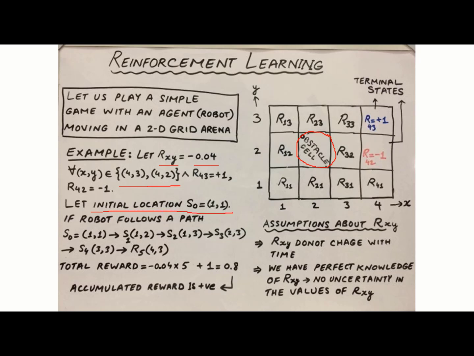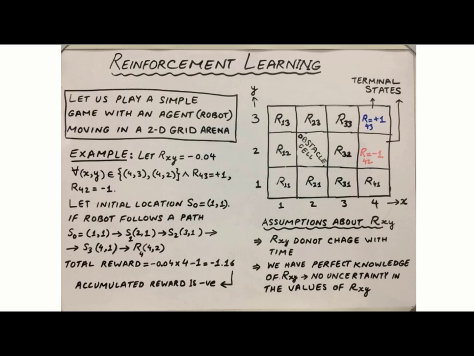So if the robot starts in state 1, 1 and then it follows a path like this, that is, it goes from 1, 1 to 1, 2, then 1, 3, then 2, 3, 3, 3 and 4, 3. So the path is indicated here, and it will end up in the terminal state where the reward is plus 1. So the accumulated reward will be minus 0.04 times 5 plus 1, that's 0.8. And the interesting thing to note is that the accumulated reward is positive in this example.